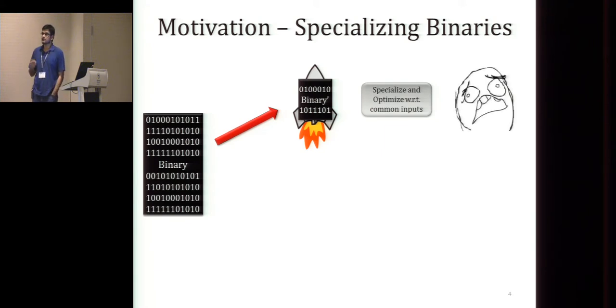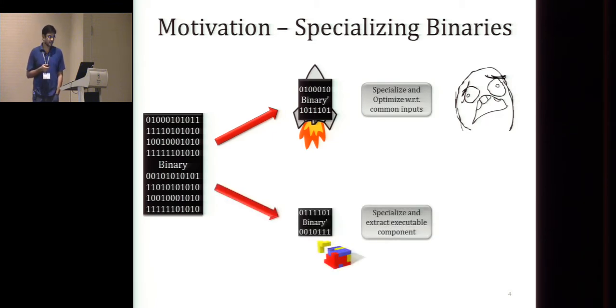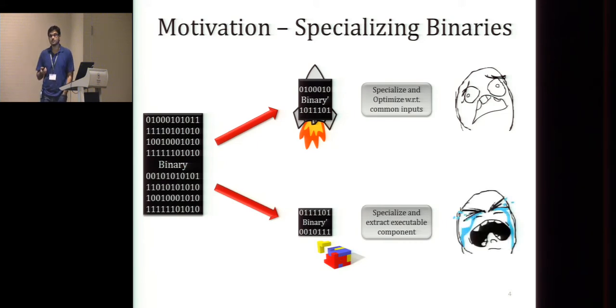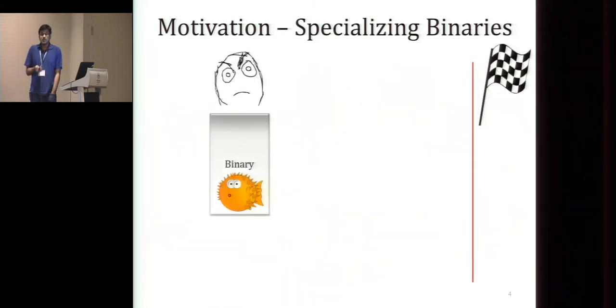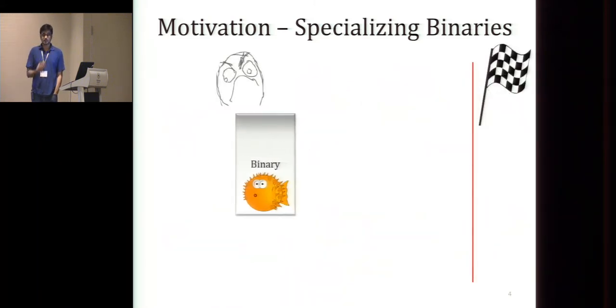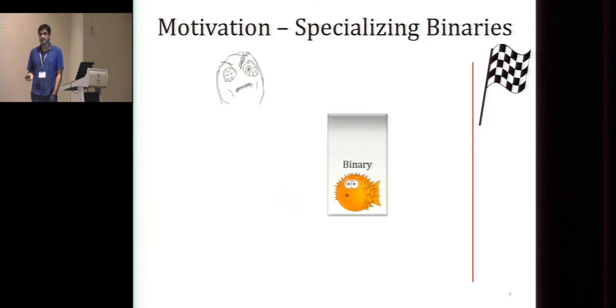Now consider another use case. Suppose you want to extract an executable component from a binary. This component can be used in embedded environments where executable size matters, or it can be linked against other programs that require the component. However, existing binary rewriting tools also cannot extract a component from a binary. So all we can do is execute our slow bloated binary and let it make our lives miserable.